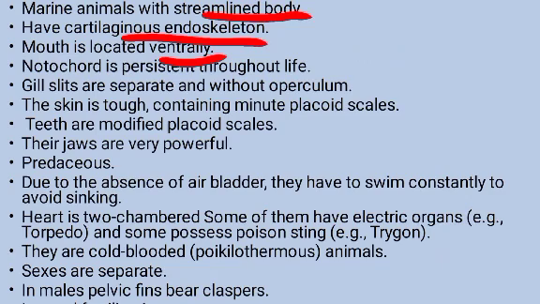Then the notochord is persistent throughout the life. Even though they have the cartilaginous endoskeleton, the notochord will be persistent. Persistent means throughout the life it is present.